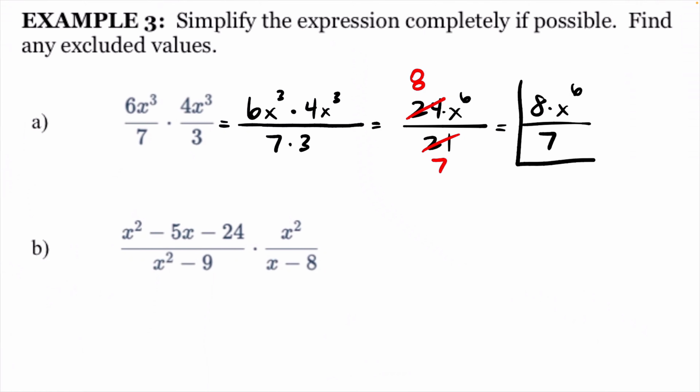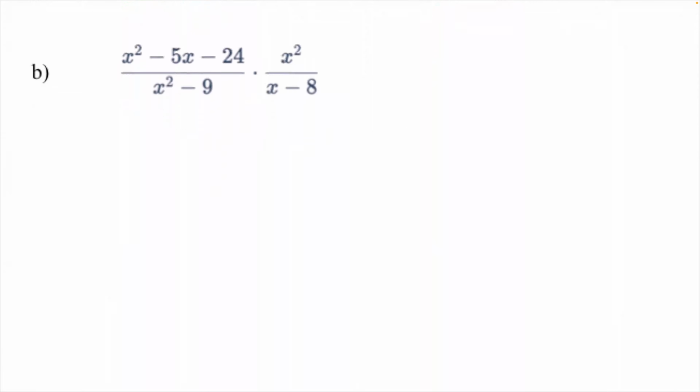So that's monomials. All of these guys were monomials, right? So what if we mix in some binomials and trinomials? You're going to do exactly what you did earlier today. Okay, so let's look at B.